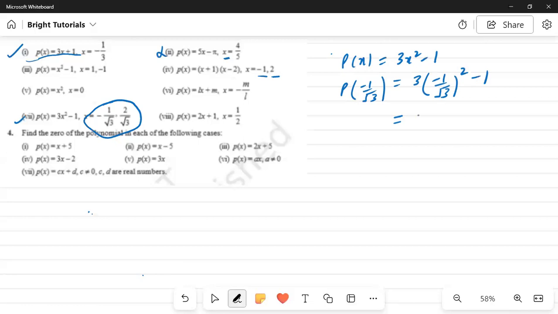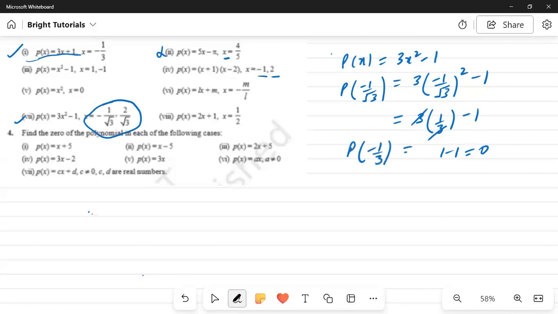So 3 multiplied by 1 by root 3, minus 1, root 3 whole square is equal to 3. And minus 1 whole square is equal to plus 1. This 3 will be cancelled out with this 3, and the value will become 1 minus 1, that is equal to 0. Therefore, minus 1 by root 3 is the zero of this polynomial in part number 7.